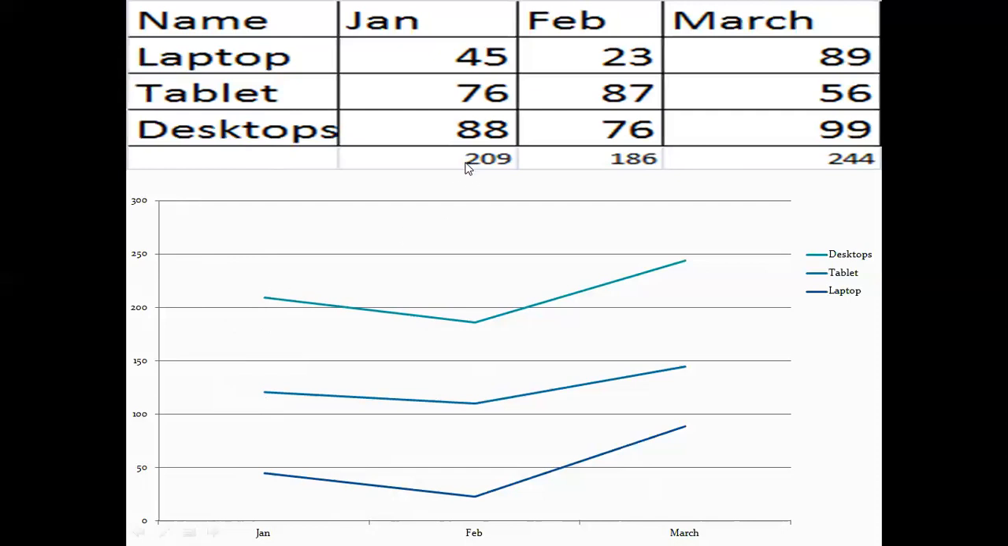I hope this is clear. 45 plus 76 plus 88. So in January my total sale was 209. You can see this sale is 209. In February it was 186. You can see that it is 186, and how it has grown from 23 to 87 to 186. So we can see this.